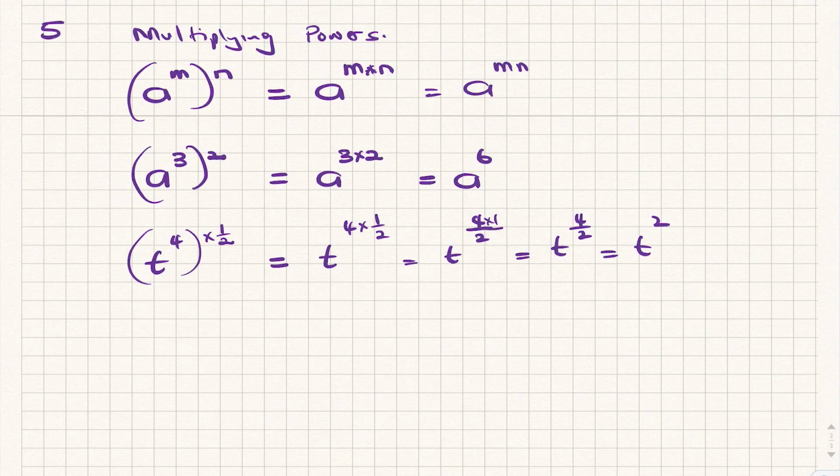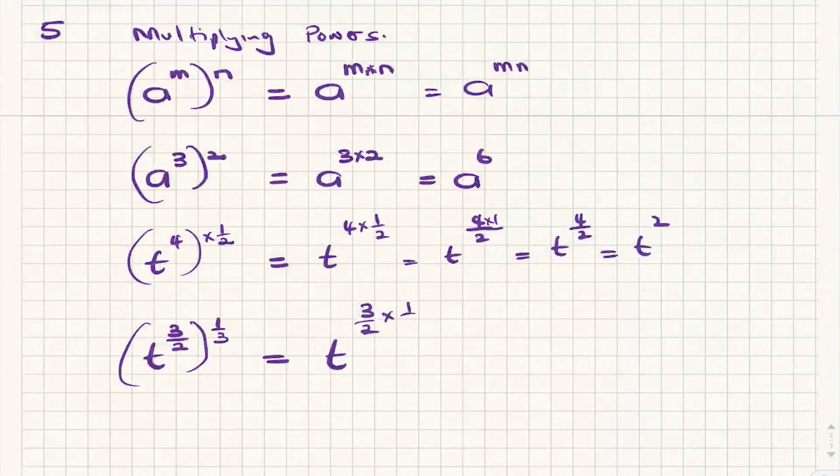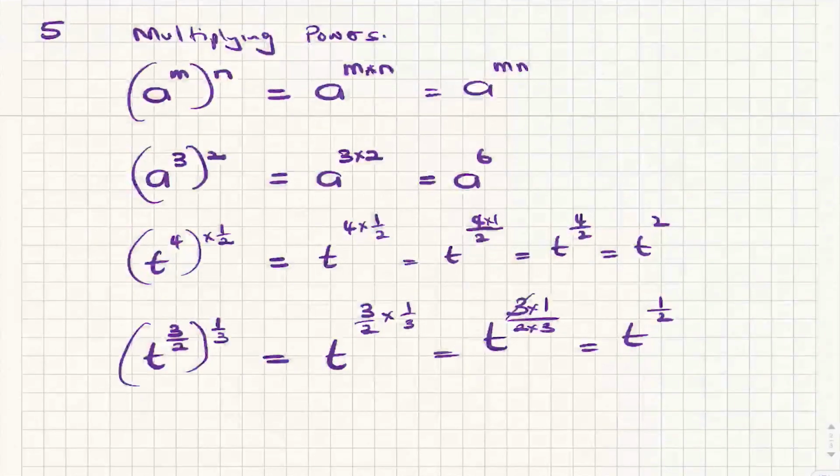Try another one. If you have t to the power of 3 over 2, all to the power of 1/3, that will become t to the power of 3 over 2 times 1/3, which is t to the power of 3 times 1 over 2 times 3, which equals t to the power of a half, because 3 cancels 3, and that gives you 1 over 2.